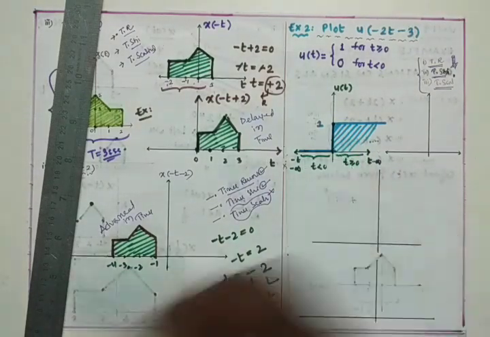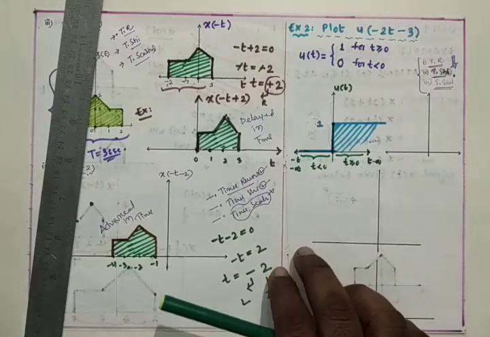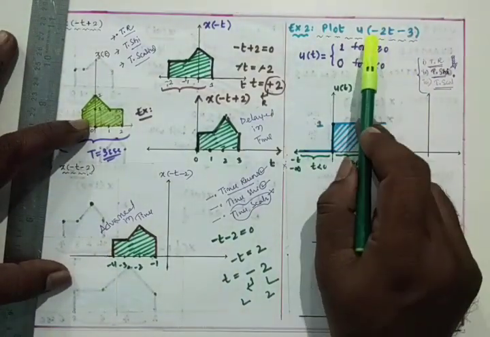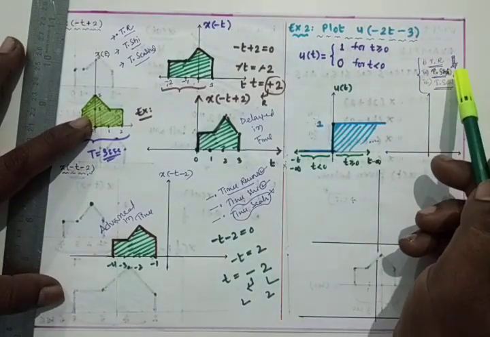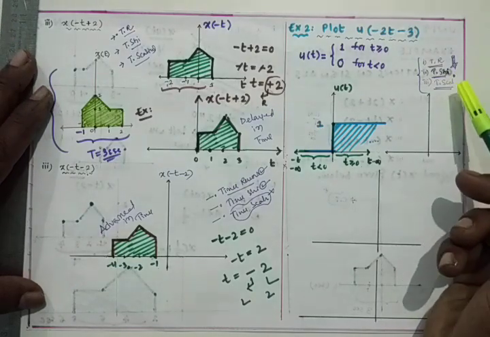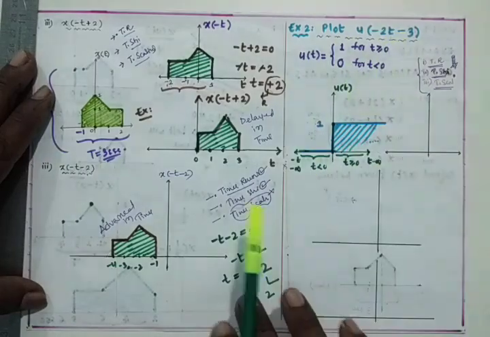This signal amplitude is 0. This type of signal is named as unit step signal, and by using this unit step signal, we have to plot u of minus 2t minus 3. First we have to apply the time reversal operation. After that, we have to apply the time shifting operation. After that, we have to apply the time scaling operation to have the u of minus 2t minus 3.